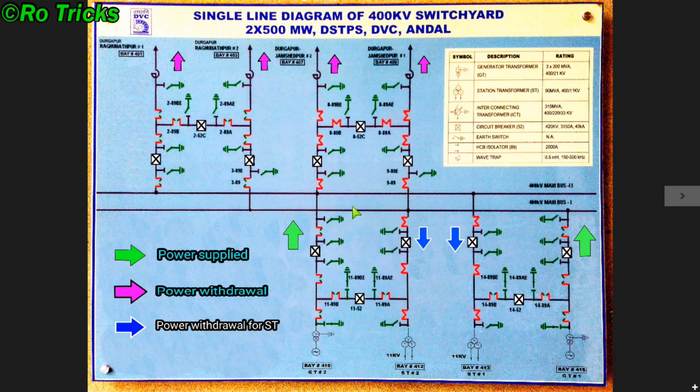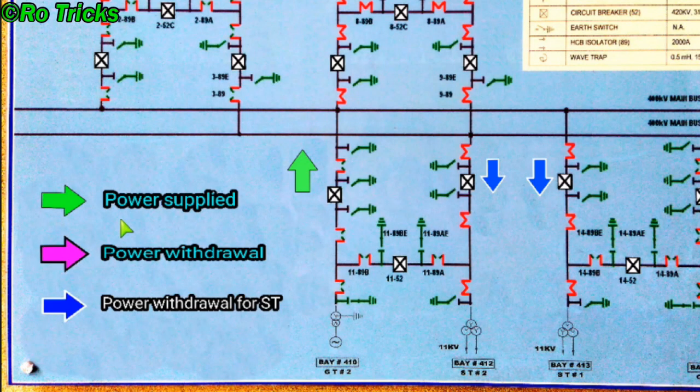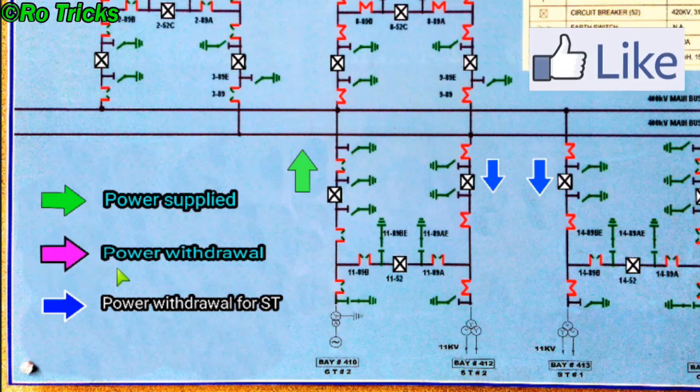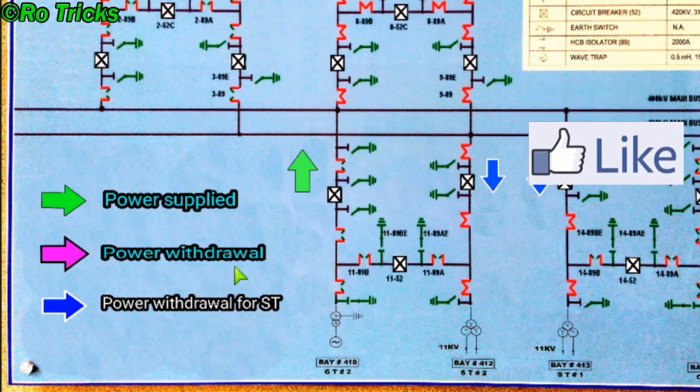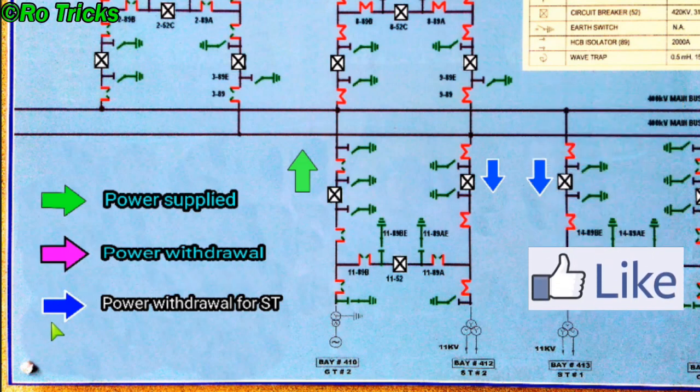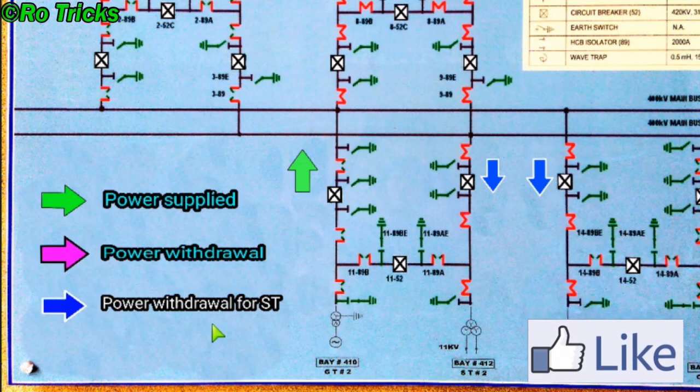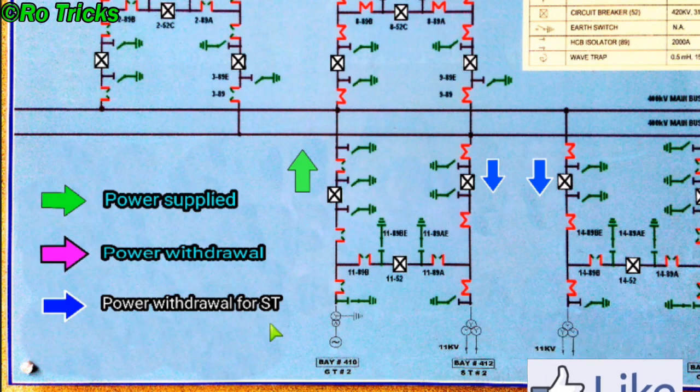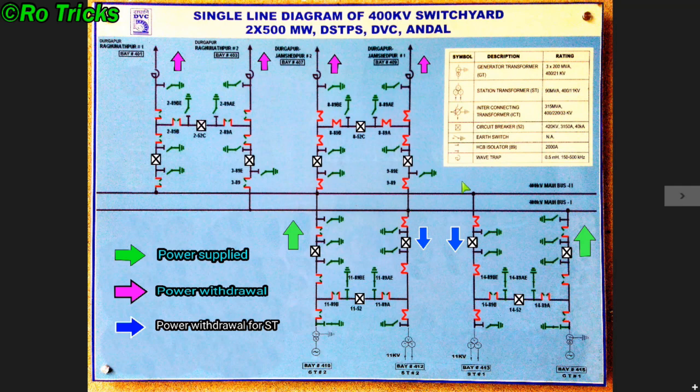Before I explain the single line diagram, let us see the meaning of the arrows first. The green arrow indicates that power is being supplied to the bus bar, the pink arrow indicates that power is being withdrawn from the bus bar, and the blue arrow indicates that power is being withdrawn for the station transformer. Let us also see the symbols and their descriptions first.